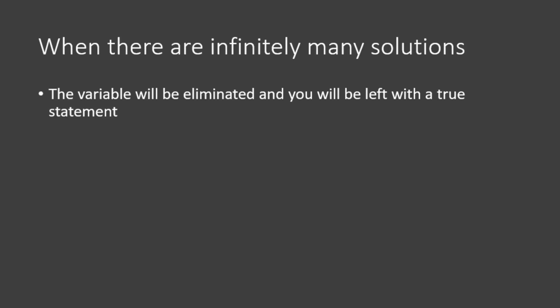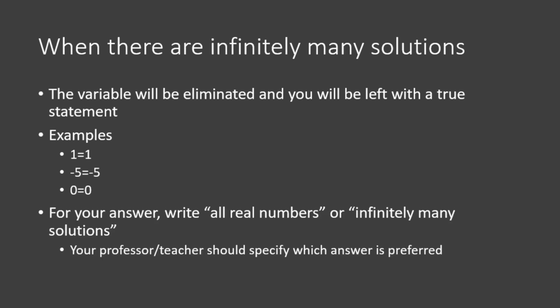Now let's discuss cases where there are infinitely many solutions. So, like when there are no solutions, the variable would be eliminated, but instead of being left with a false statement, you'll be left with a true statement. So this would be things like 1 equals 1, negative 5 equals negative 5, or 0 equals 0. For your answer on these, you'll either write all real numbers or infinitely many solutions. Again, you should speak with your professor or teacher because they will probably have a preference on this.